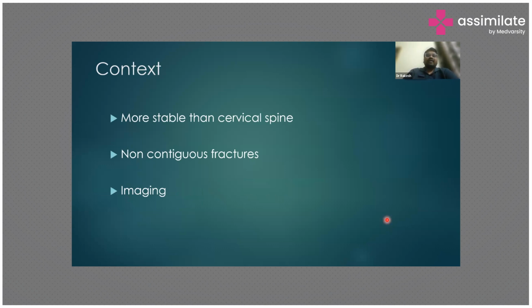So a non-contiguous fracture, now the patient may have D1, D2, D3 fracture, and somewhere he goes down and can have a D10, D11 fracture as well. So non-contiguous fractures are common in your thoracolumbar spine.